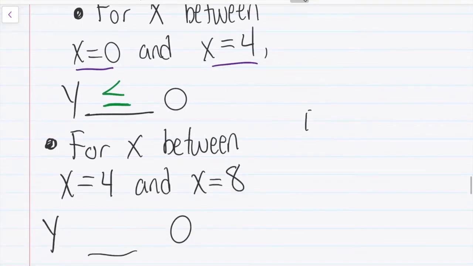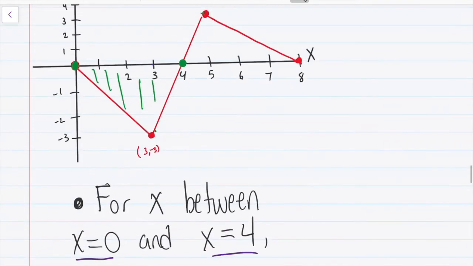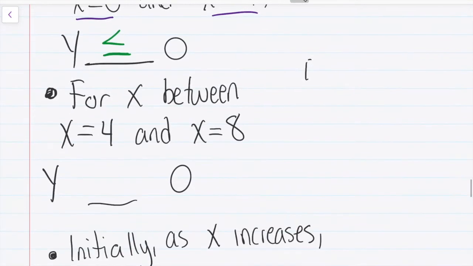For x between 4 and 8, same thing. In between, everything is above 0, but at those 2 points it is equal to 0. So you use the greater than or equal to 0.